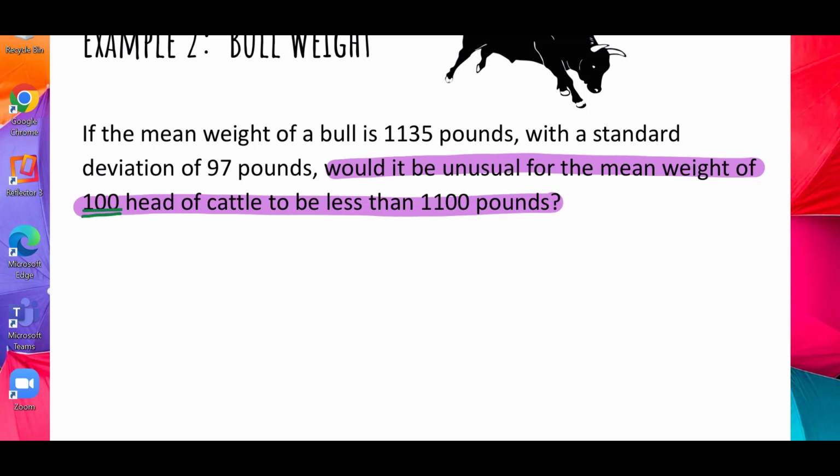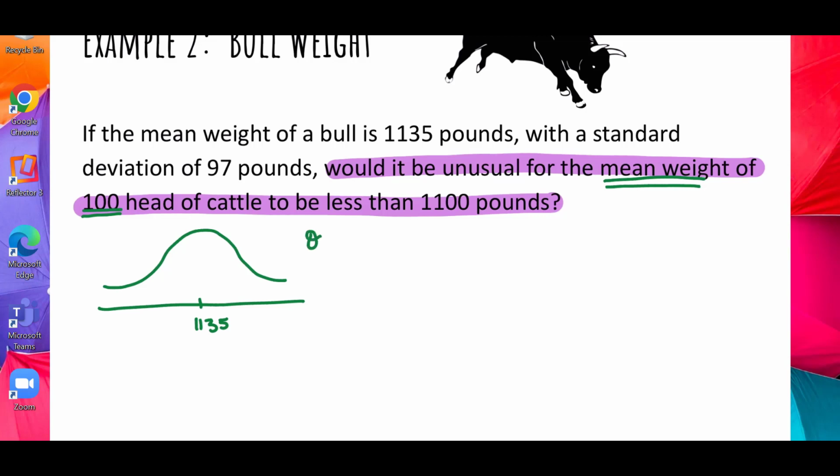Then we know that the sampling distribution, if we took a large number of samples, and then we put all those sample averages into a histogram, it would make a normal distribution. That's what we know. And the question is, would it be unusual for the mean weight? So we're talking about the average again, the mean weight of those samples, the sample specifically of 100 head of cattle. So I'm going to go ahead and draw here. In the middle, I have the mean, which is 1135.